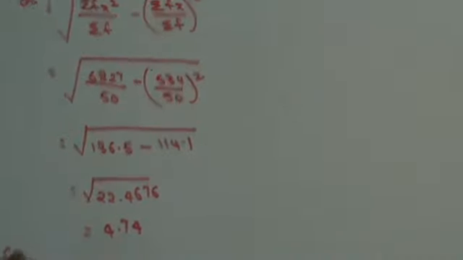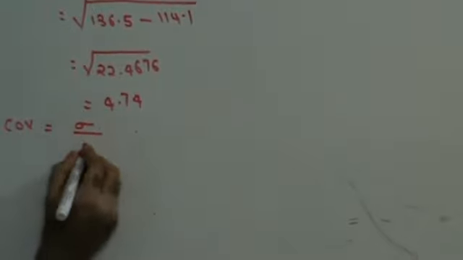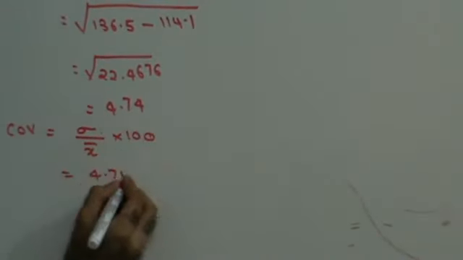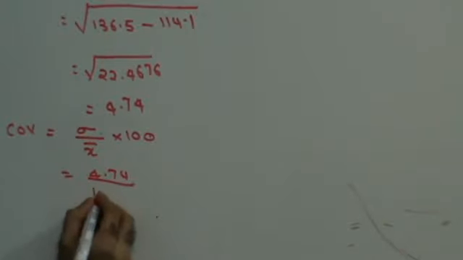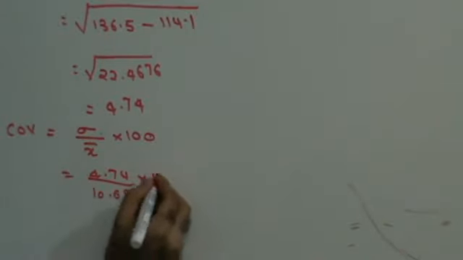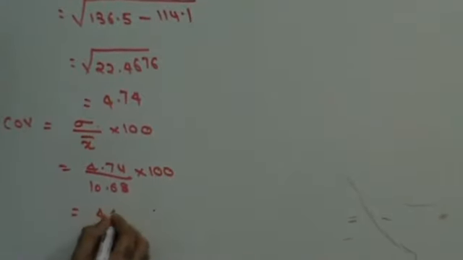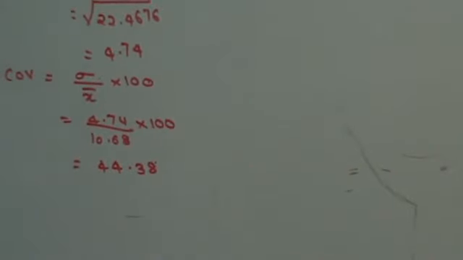Once you have this, then you can find out coefficient of variation. Coefficient of variation is standard deviation upon mean into 100. That's 4.74 divided by mean, that's 10.68 into 100. When you solve this, you will get 44.38. So my coefficient of variation is 44.38. Fine, do we get this?